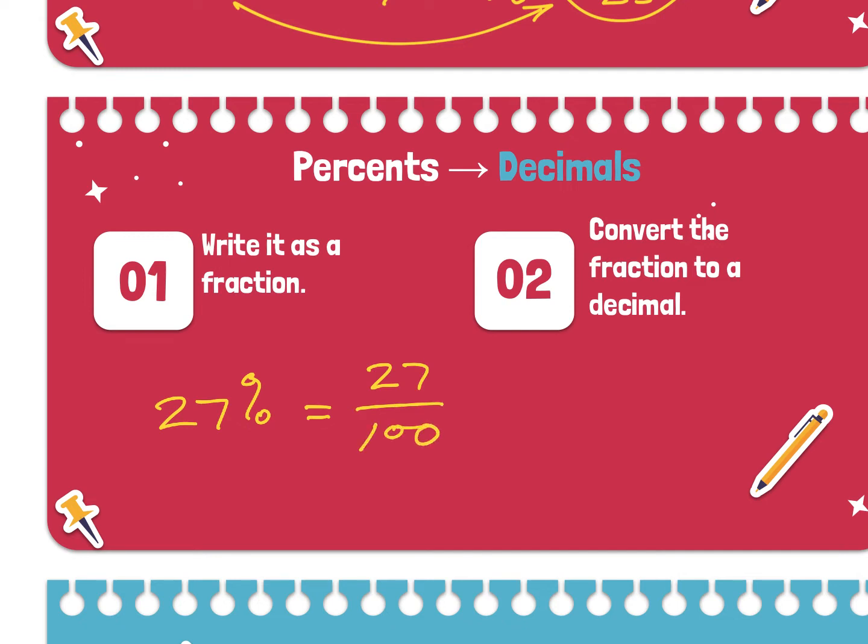Now, we're not going to simplify this fraction. Not that we can simplify 27 100ths because it's simplified as it is, but we keep it over 100, 27 over 100, because decimals include hundredths. So 27 hundredths written as a fraction becomes 27 hundredths written as a decimal, 0.27.